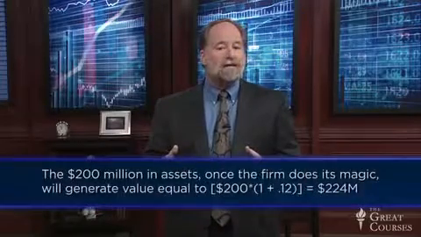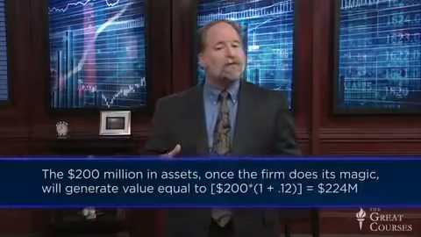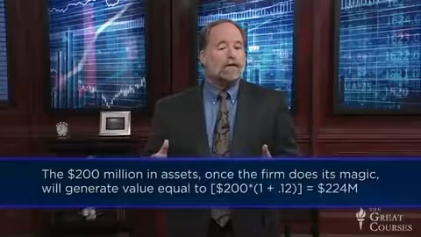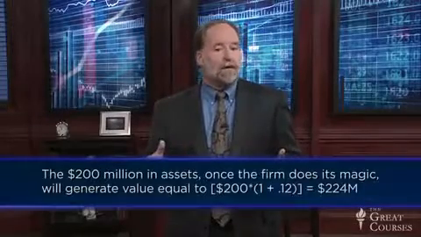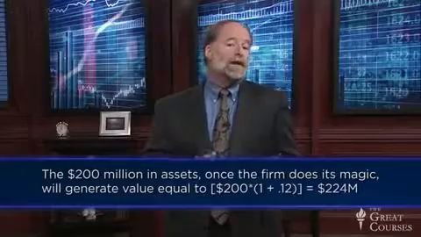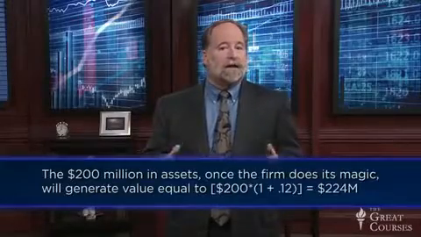If the firm takes the 200 million and invests it in the capital equipment and raw materials and people that generate a 12% return, then what will you get in the future on average? Just to keep things simple, let's consider a one-period model. The 200 million in assets, once the firm does its magic, will generate what? A value equal to what? 224 million, or 12% bigger than what it initially was. And that's what would be the value now.